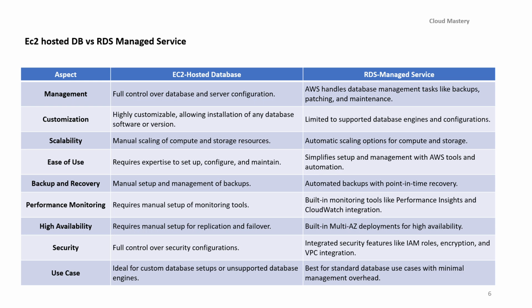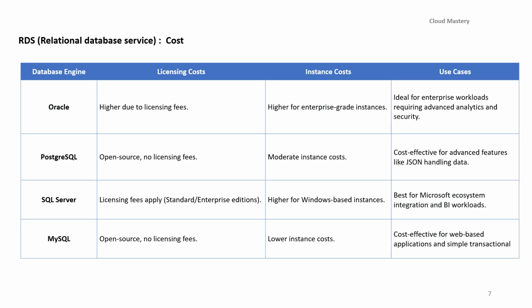If your client requirement matches with the database engine, then definitely you can propose RDS as compared to EC2. Okay, moving to the next one, which is about the cost. If you see, Oracle has the highest cost. It has the license cost, and it also has the instance cost. Both are higher over there.